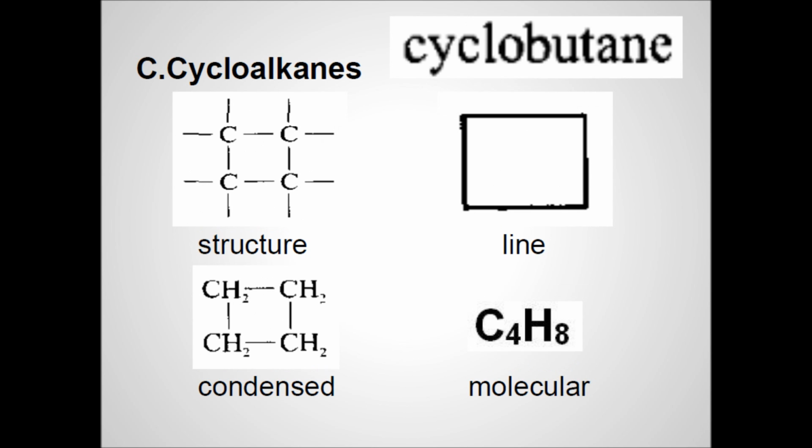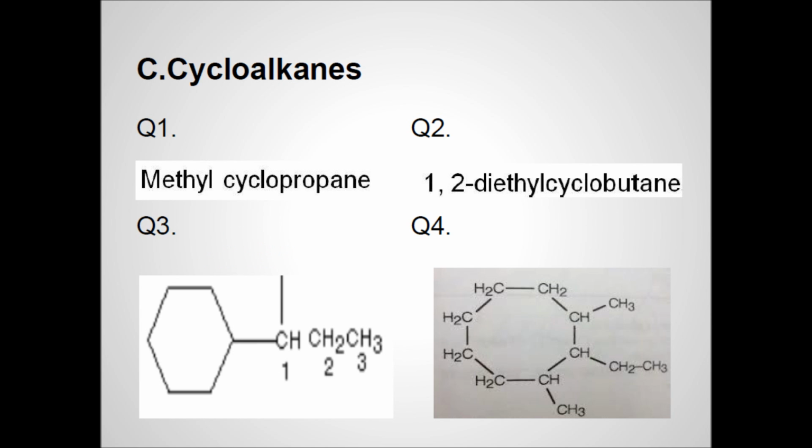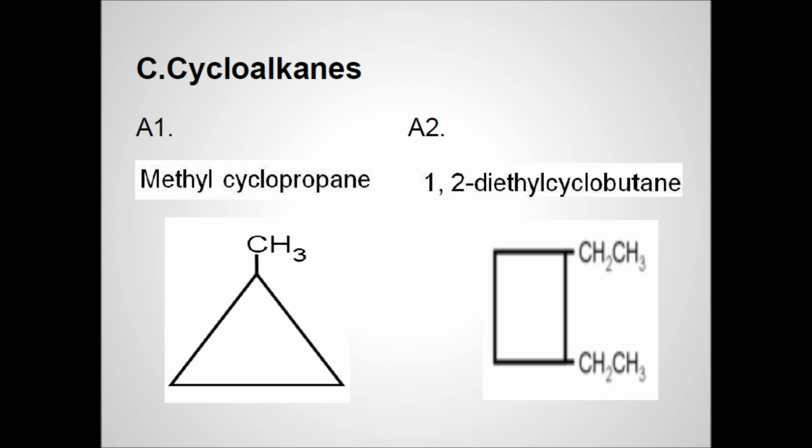Cyclobutane uses the same steps of drawing the structural, line, condensed and molecular formulas as cyclopropane. Drawing cyclopentane requires the same steps as above. Try to draw the structural formula with the name, and then try to name the structural formula with the drawing too. For question 1, you have to draw methylcyclopropane.